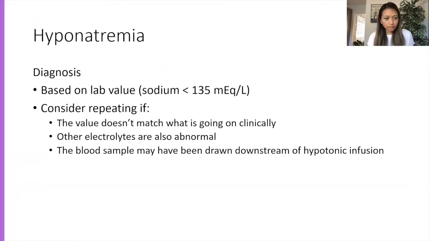So for diagnosis, it's based on the lab value. We measure the sodium, the electrolytes. Consider repeating it if the value doesn't match what's going on in front of you. If the patient seems totally fine and for some reason their sodium's 120 and they're otherwise healthy, it's probably not right. If the other electrolytes are also abnormal, consider repeating it. And another issue that can cause pseudo-hyponatremia is if the patient has isotonic or hypotonic infusions going, and then they have another IV downstream of that, and that's where the sample was taken. So it can be diluted falsely.